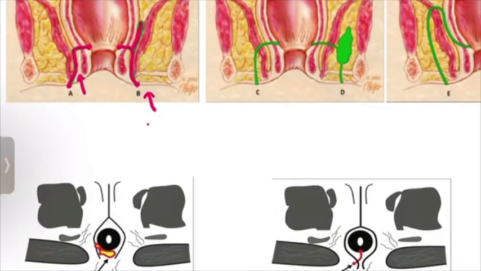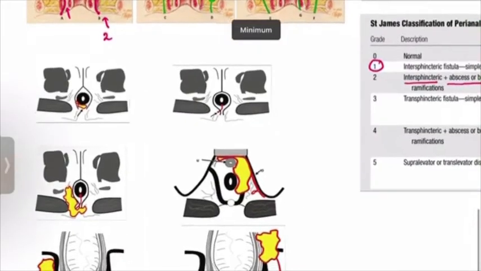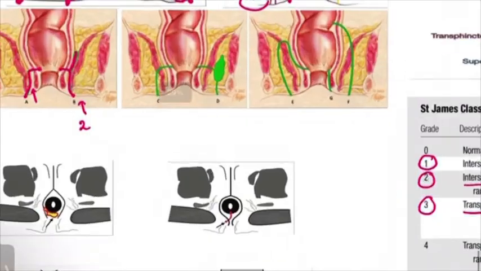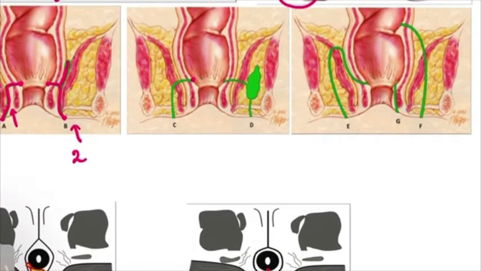Then next is type 3, that is transsphincteric fistula. That's simple. See, the internal opening crossing through the internal sphincter, intersphincteric space, external sphincter, and then to the perianal skin. So it is crossing both.